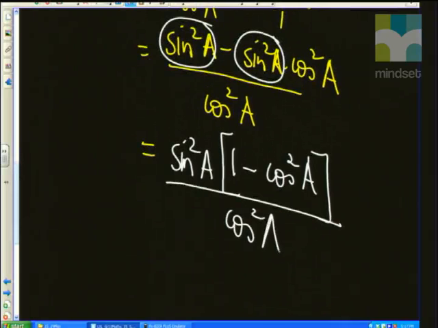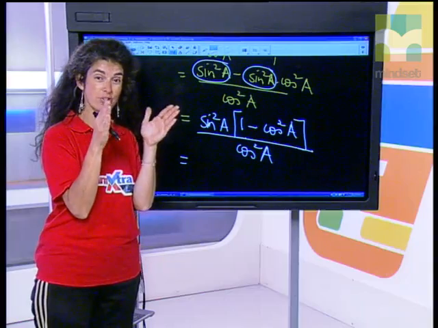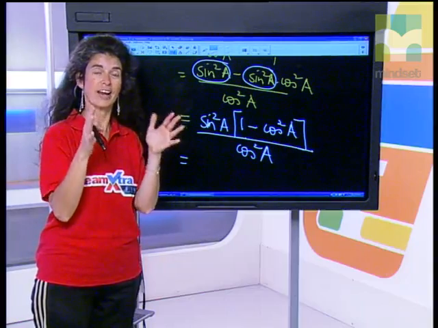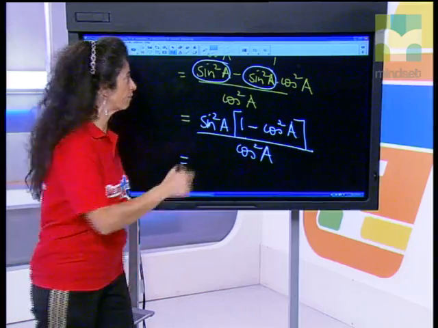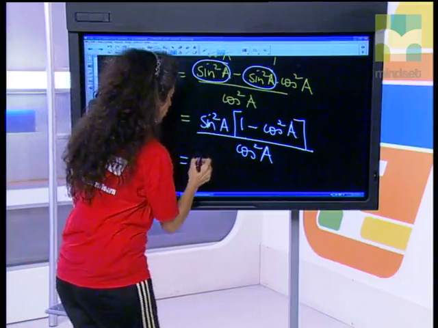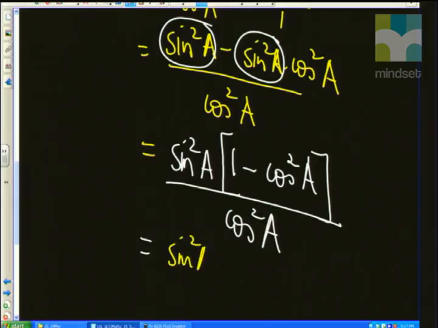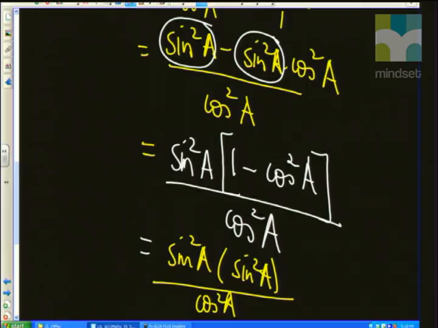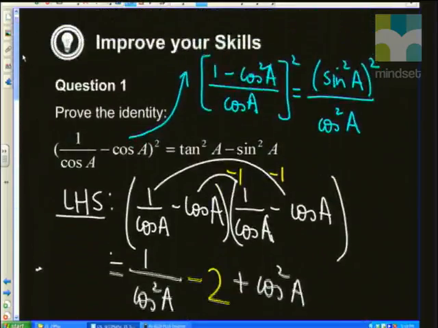And now we see that in the numerator, I've got this 1 minus cos squared a, which, grade 11s, if you've got your little notes next to you, you will see 1 minus cos squared a is the fundamental identity, but in a different version, in the sine version. So it's sine squared a multiplied by sine squared a divided by cos squared a. And that gives us our sine to the 4a over cos squared a, which is, if you remember, that blue version that we worked out.